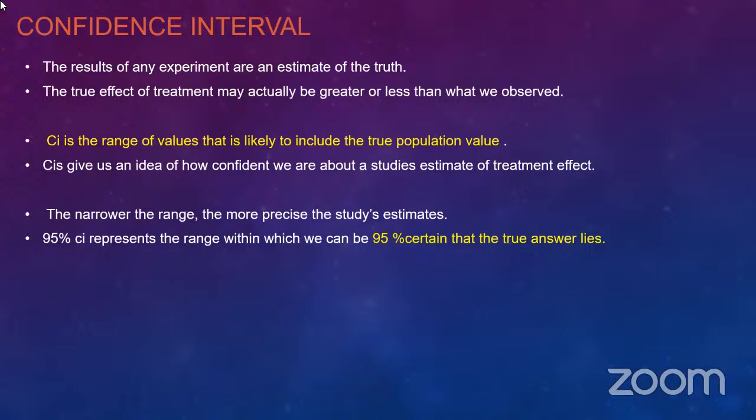And now we have the confidence interval. The confidence interval shows in what range of values our study result applies. It is the range of values that is likely to include the true population value, or how confident we are about the study's estimate. So when we keep a bell curve, the 95% confidence interval is the range within which we can be 95% certain that the true answer lies. So it shows the limit to which our answer will hold, or how much we can apply our test result.